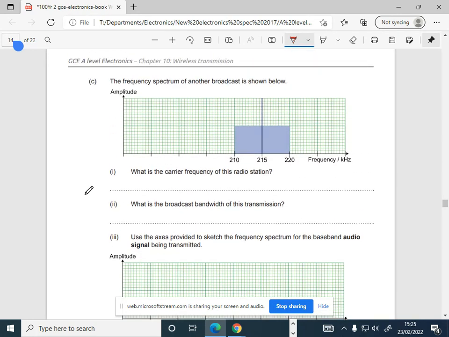What's the carrier frequency of this radio station? 215. Make sure you put units, guys. Don't lose a mark. The broadcast bandwidth. Okay, so again, it's from the bottom to the top. So that's 10 kilohertz. The base bandwidth would be half of that, just so you know.